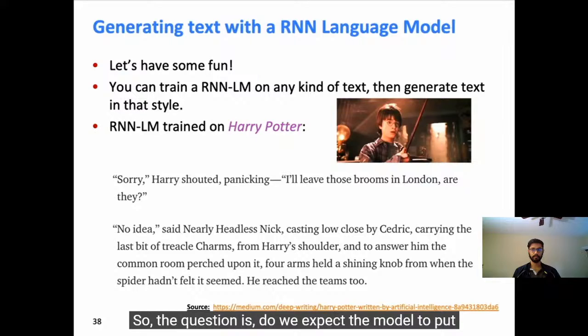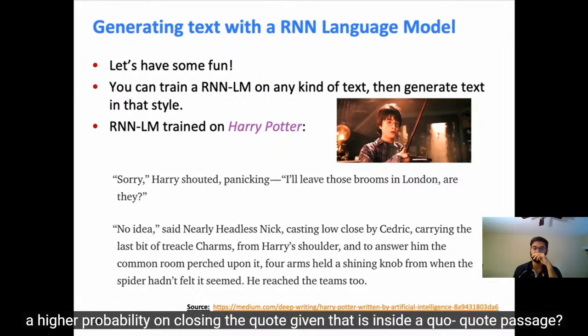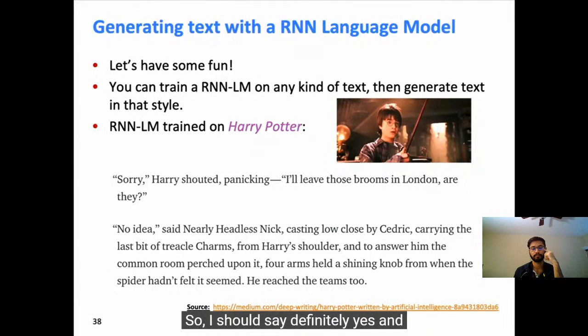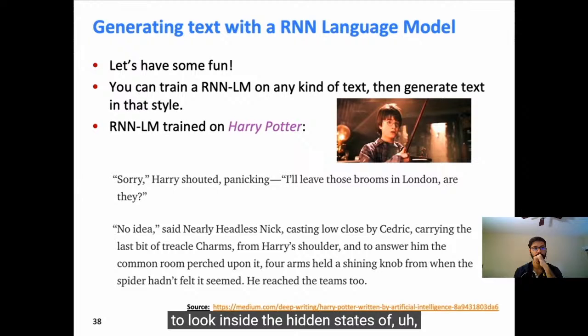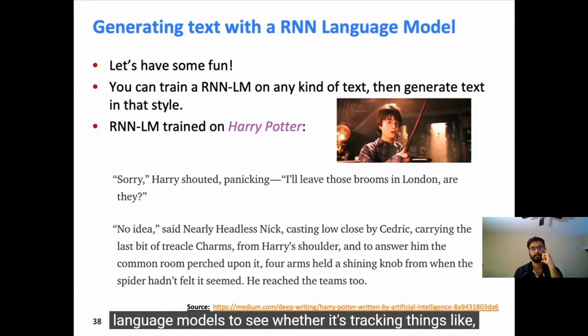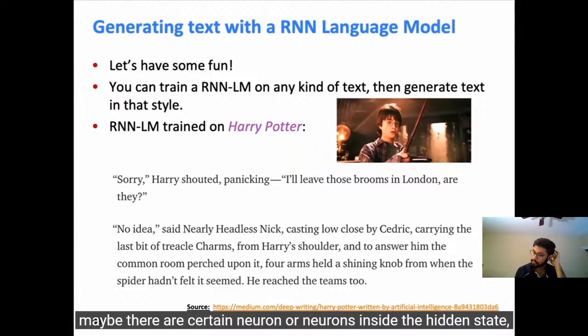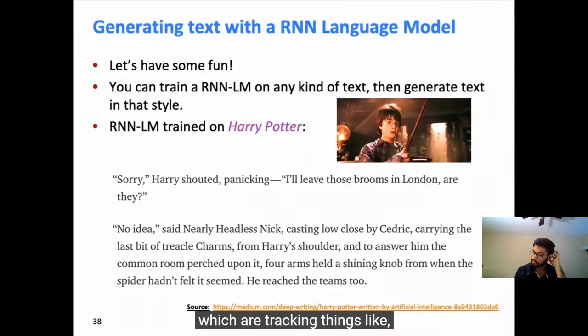So the question is, do we expect the model to put a higher probability on closing the quote, given that it's inside a quote passage? I should say definitely yes, and that's mostly the explanation for why this worked. There's been some really interesting work in trying to look inside the hidden states of language models to see whether it's tracking things like, are we inside an open quote or a closed quote? There has been some limited evidence that maybe there are certain neurons inside the hidden state which are tracking whether we are currently inside a quote or not.